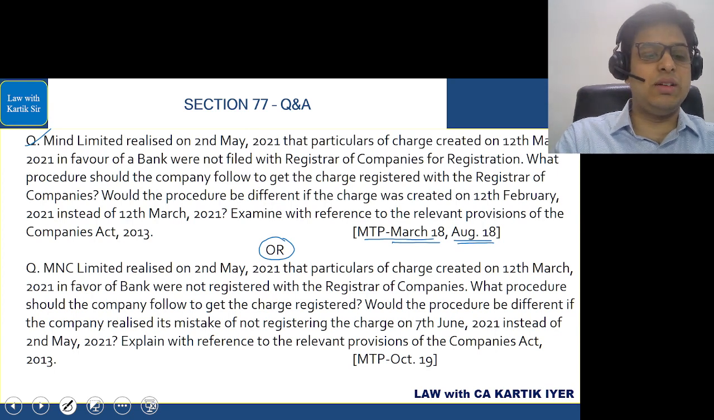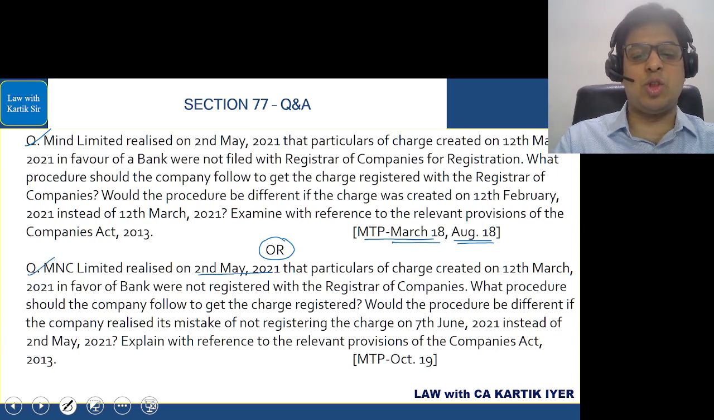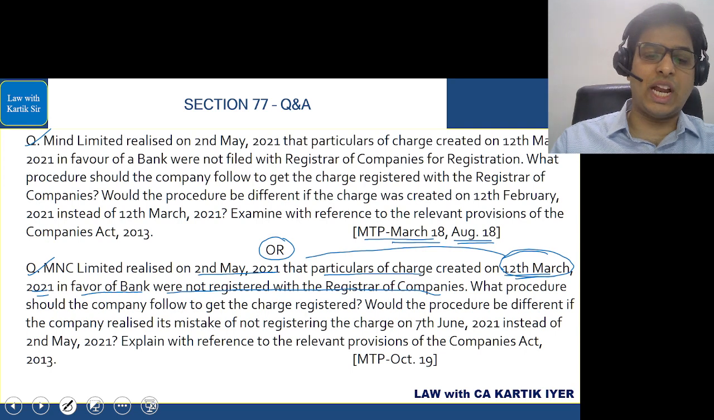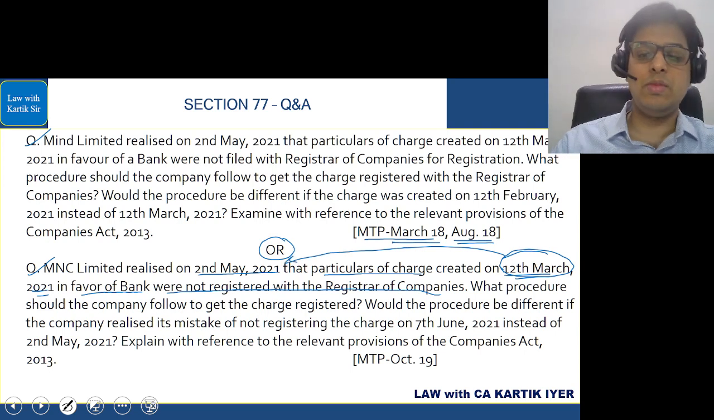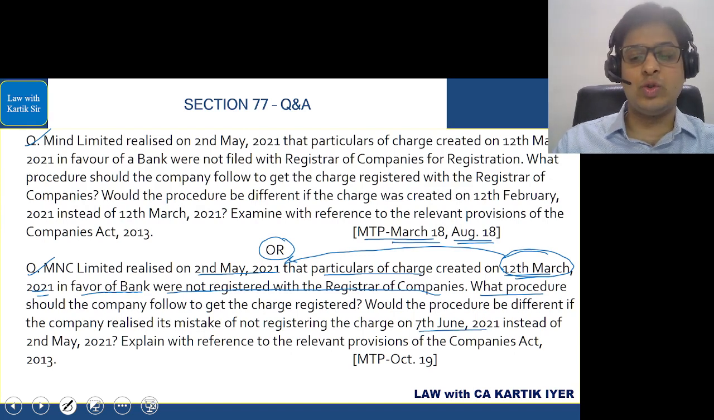MNC Limited realized on 2nd May 2021 the particulars of charge created on 12th March 2021 in favor of bank were not registered with the ROC. So the charge was actually created on 12th March, but only on 2nd of May they realized that the charge was not registered with the ROC. What procedure should the company follow to get the charge registered? Would the procedure be different if the company realized its mistake of not registering the charge on 7th June 2021?